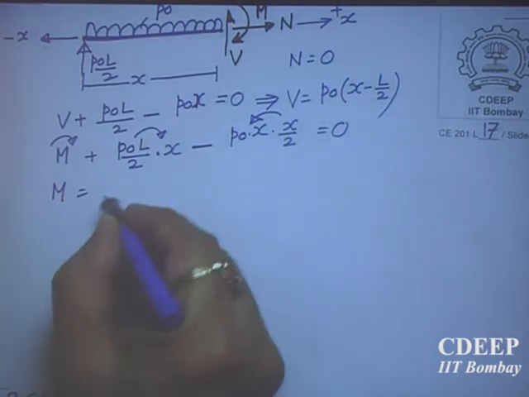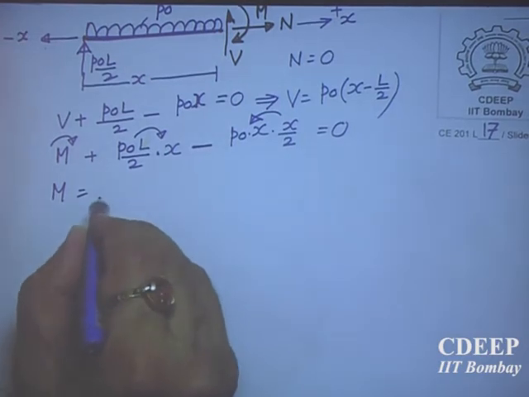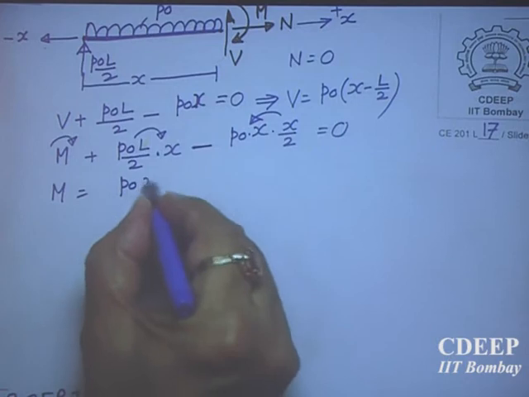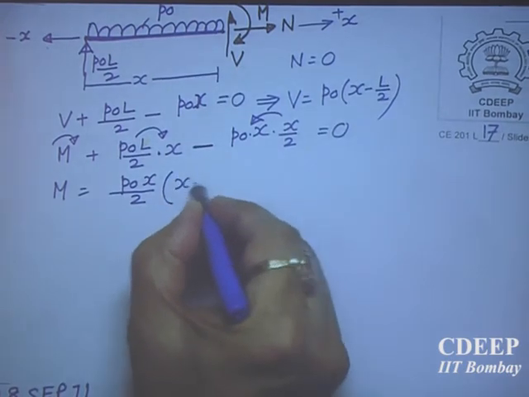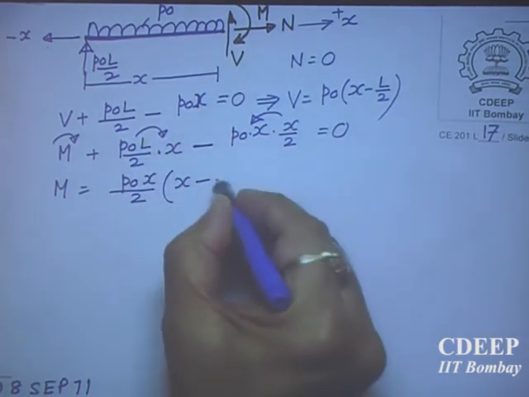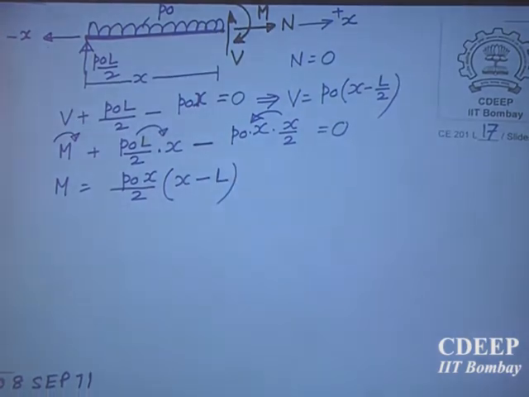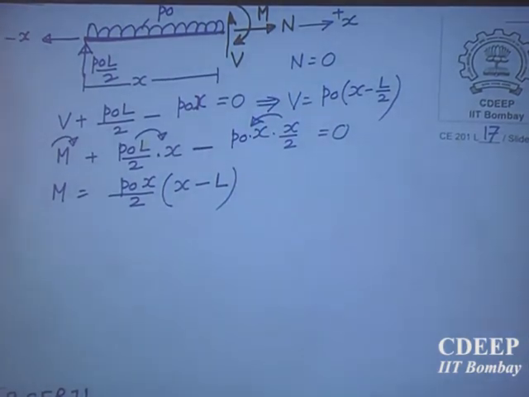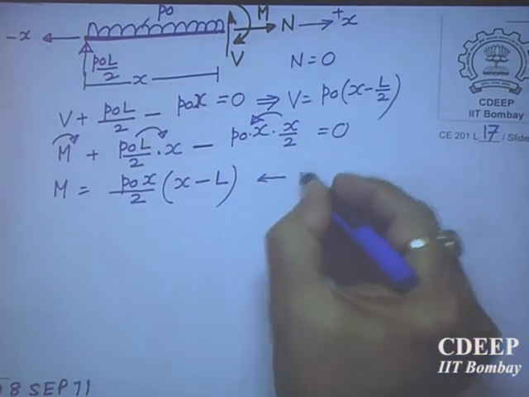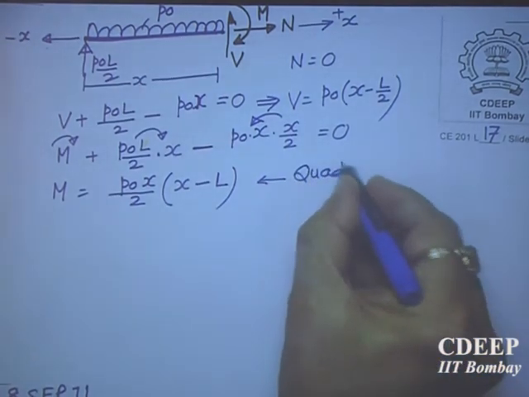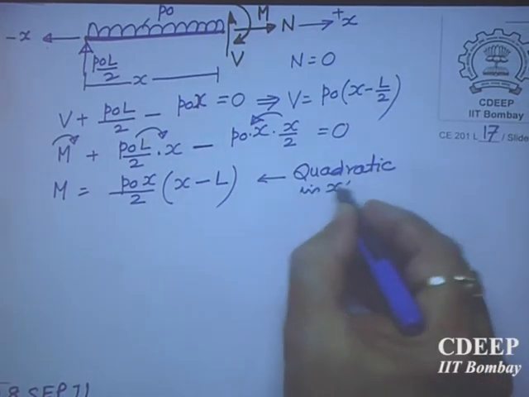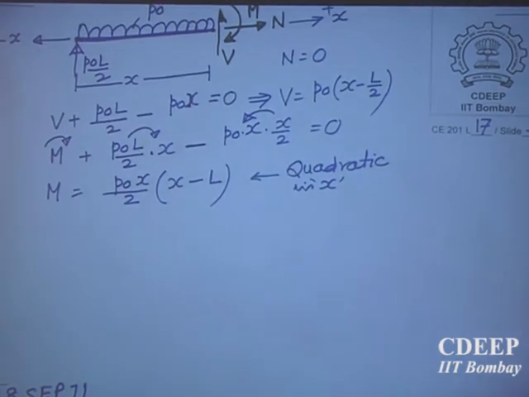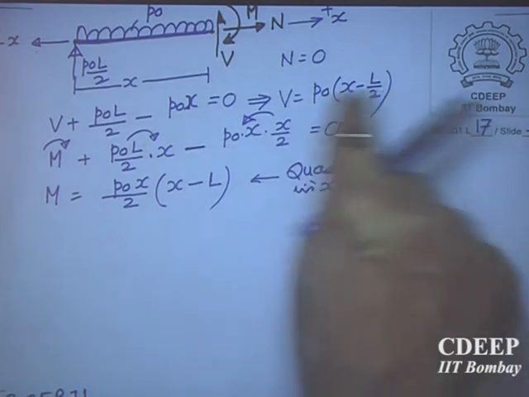Moment equal to P naught x by 2 can be taken common. So you are left with x minus L. Is it okay? I think we have not made a mistake. So one is this is quadratic in x. This function is quadratic. So along x it will not be a linear function, it will be quadratic, while this one will be a linear function, shear force.